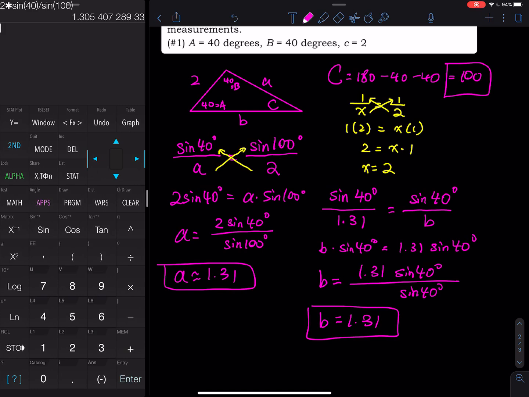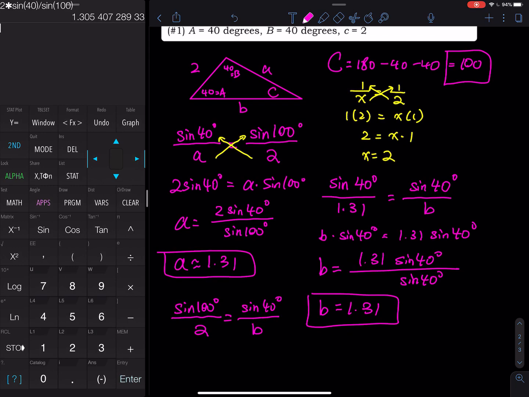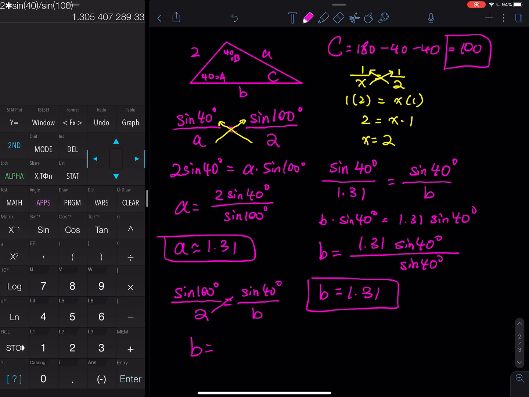What is another way to do it? Another way to do it is you use C, big C. So another way to find b is you have sine of C, C is 100 degrees, divided by length c. That is equal to sine of big B divided by small b. So this one, b is equal to what? You cross multiply the 2 and the sine 40, right? So 2 times sine of 40 degrees, and then cross multiply the b and the sine 100. So you have to divide it by sine of 100 degrees. So that gives you 1.31 as well. So just two different ways to do it.